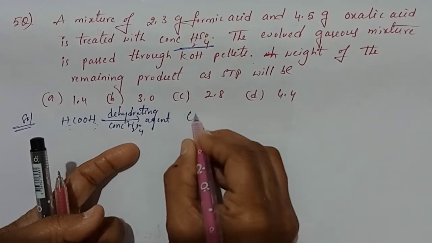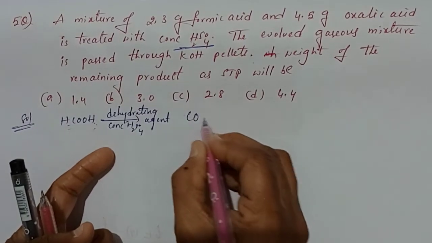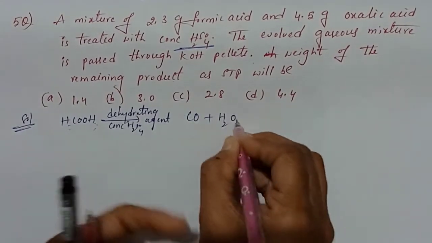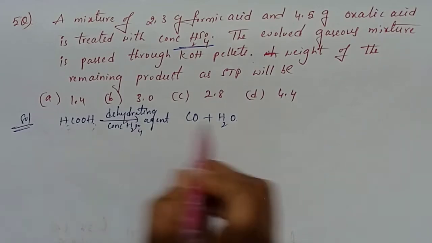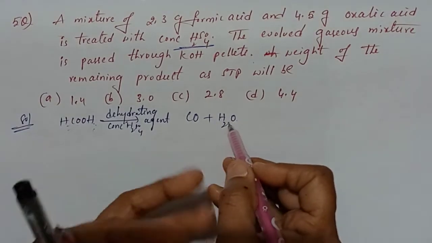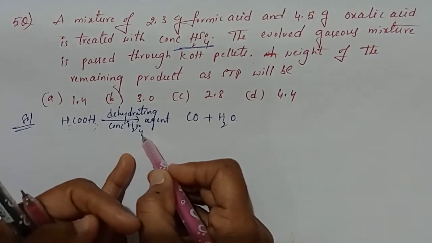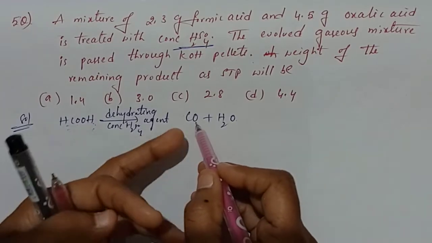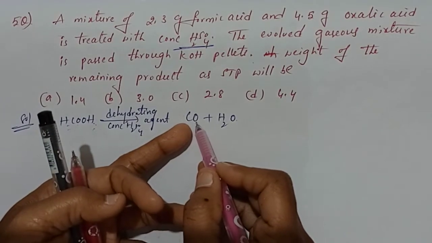So then here what you will get? CO plus H2O you will get. Understanding? CO plus H2O. The water molecules are removed by the concentrated sulfuric acid. Here CO gas is evolved, students.